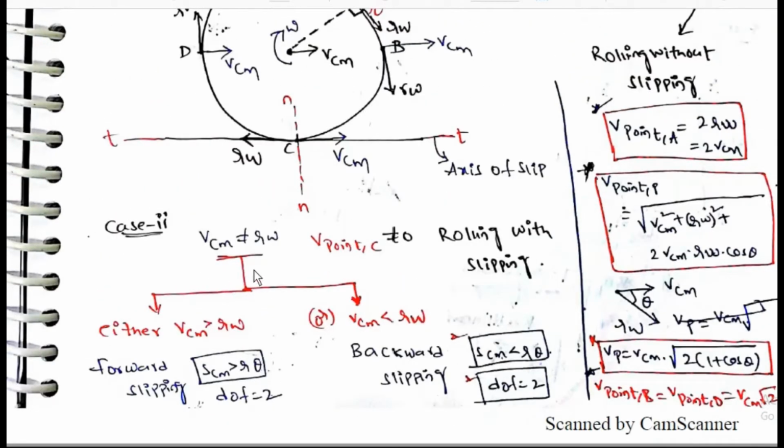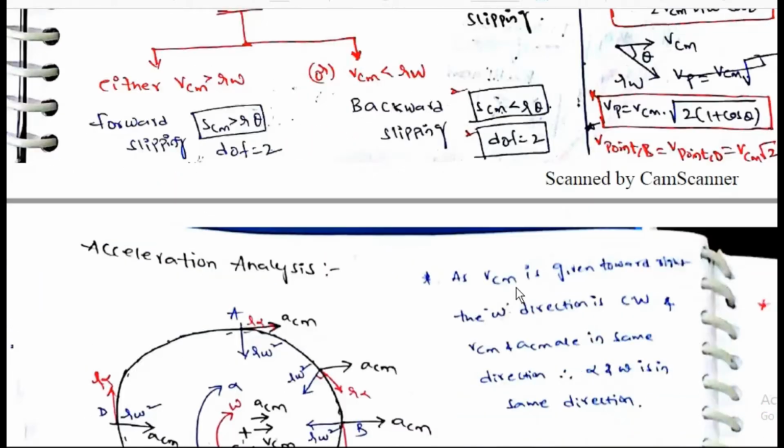Case 2: VCM is not equal to R omega, V point C not equal to 0, rolling with slipping. Either VCM greater than R omega, forward slipping, SCM greater than R theta, degrees of freedom is equal to 2, or VCM less than R omega, backward slipping, SCM less than R theta, degrees of freedom is equal to 2.